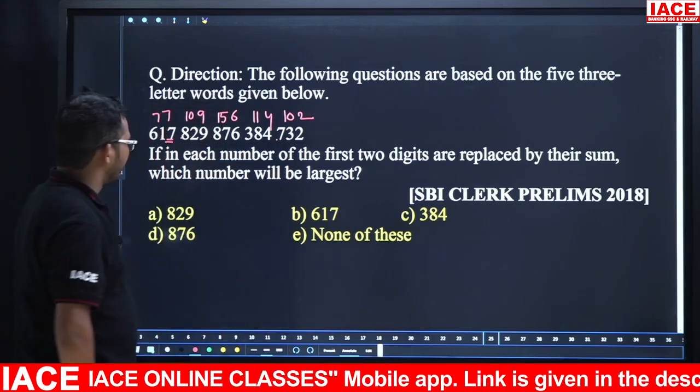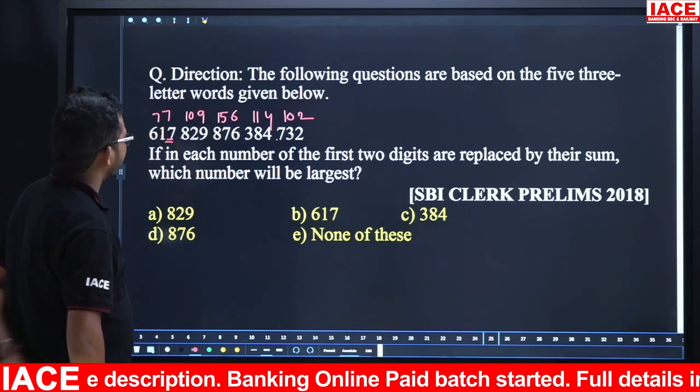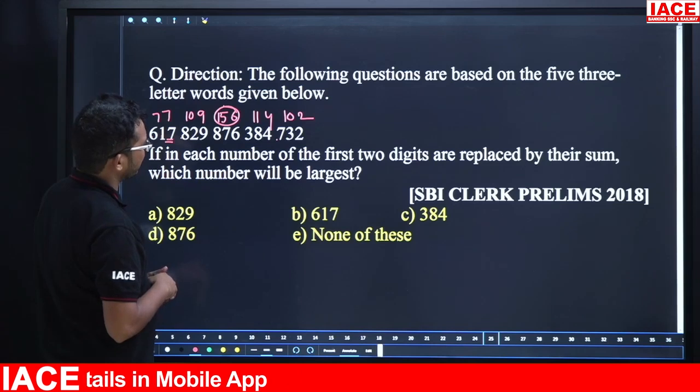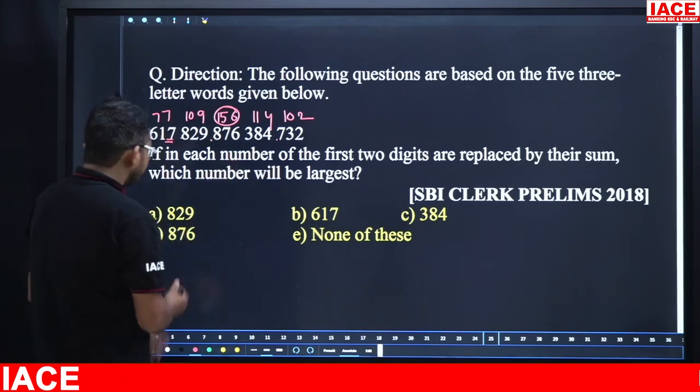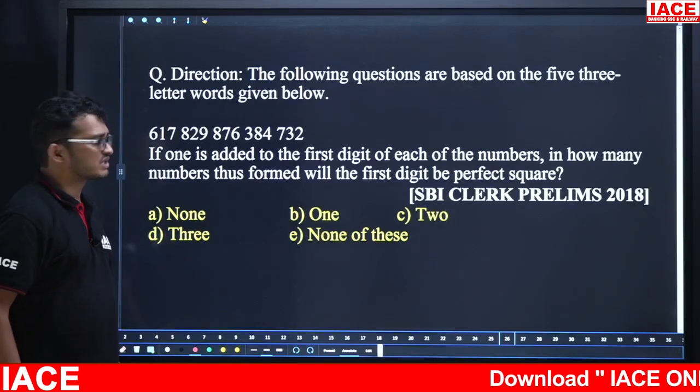Then the question is which number will be the largest? So the largest number is what? Here 156 and 156. So 156 is the largest number, which means the answer is 876. That means your answer is option D. Take the next question. Your time starts now.